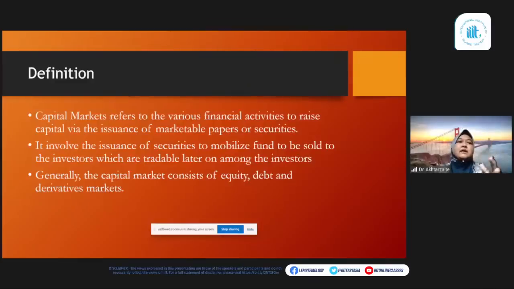In the general meaning of capital market itself, it refers to the various financial activities to raise capital. So the point here is to raise capital, via or through the issuance of marketable papers or securities.